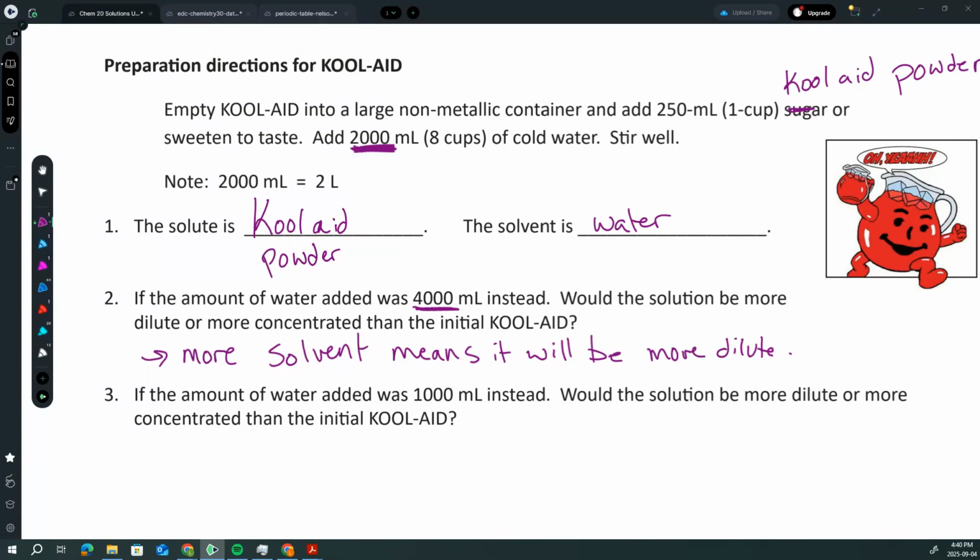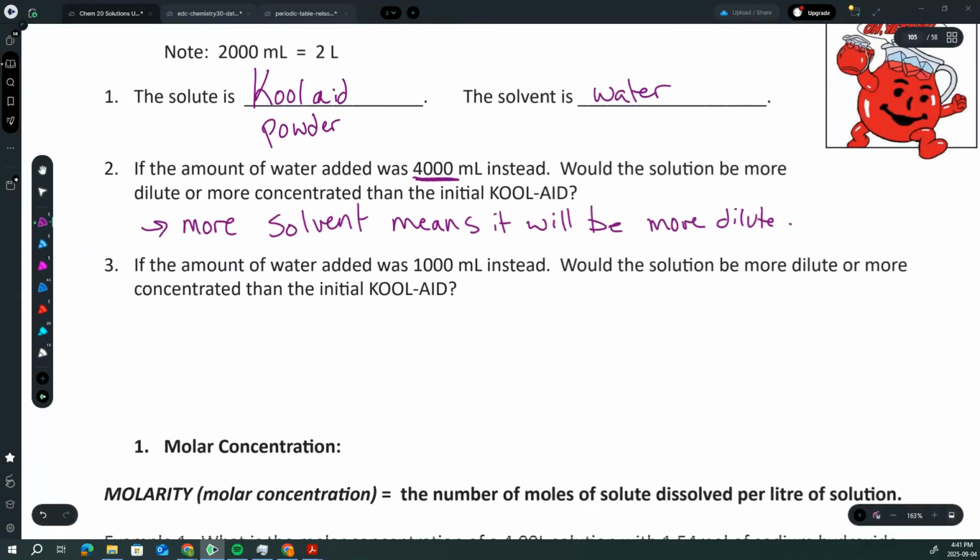And if you envision just making this yourself, if you have a cup of Kool-Aid and then you pour more water into it, it's going to taste less strong than the initial solution of Kool-Aid you had before you added in the water, right? And so that's another way that you could tell that it's going to be more dilute.